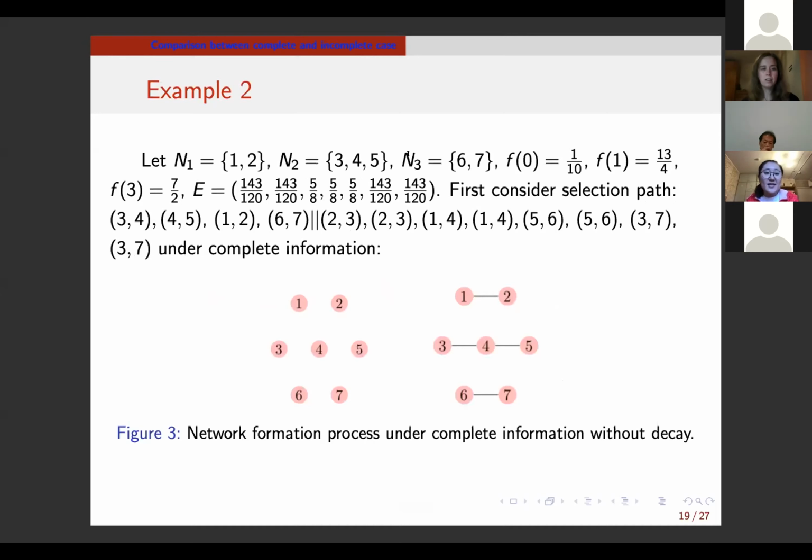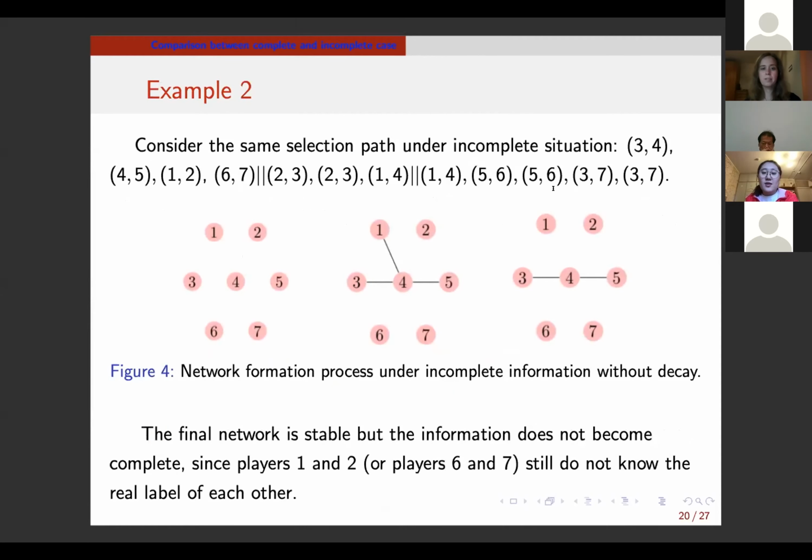Let's see the second example. There are also 7 players, 3 groups, and other parameters are given. We consider this selection path under complete information and without decay. Along this path, a network appears, and after our check, it is stable. Now let's consider the path under incomplete information. We see here that this network is the final stable network under this selection path.